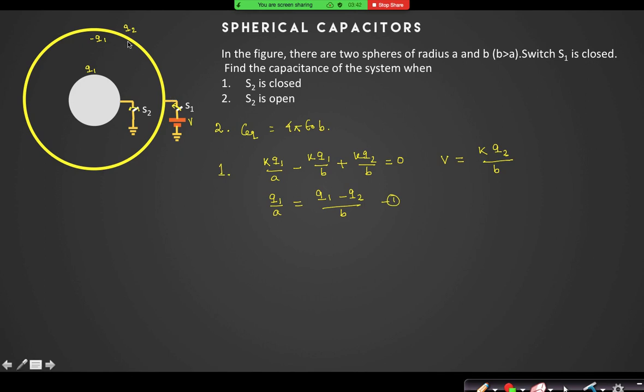Potential of the shell 2 is equal to minus KQ1 by B minus KQ1 by B and plus KQ2 by B. So I can find the relation between Q1 and Q2 from here, and I replace it only. So what is the relation between Q1 and Q2? I can say Q1 into 1 by A plus 1 by B.